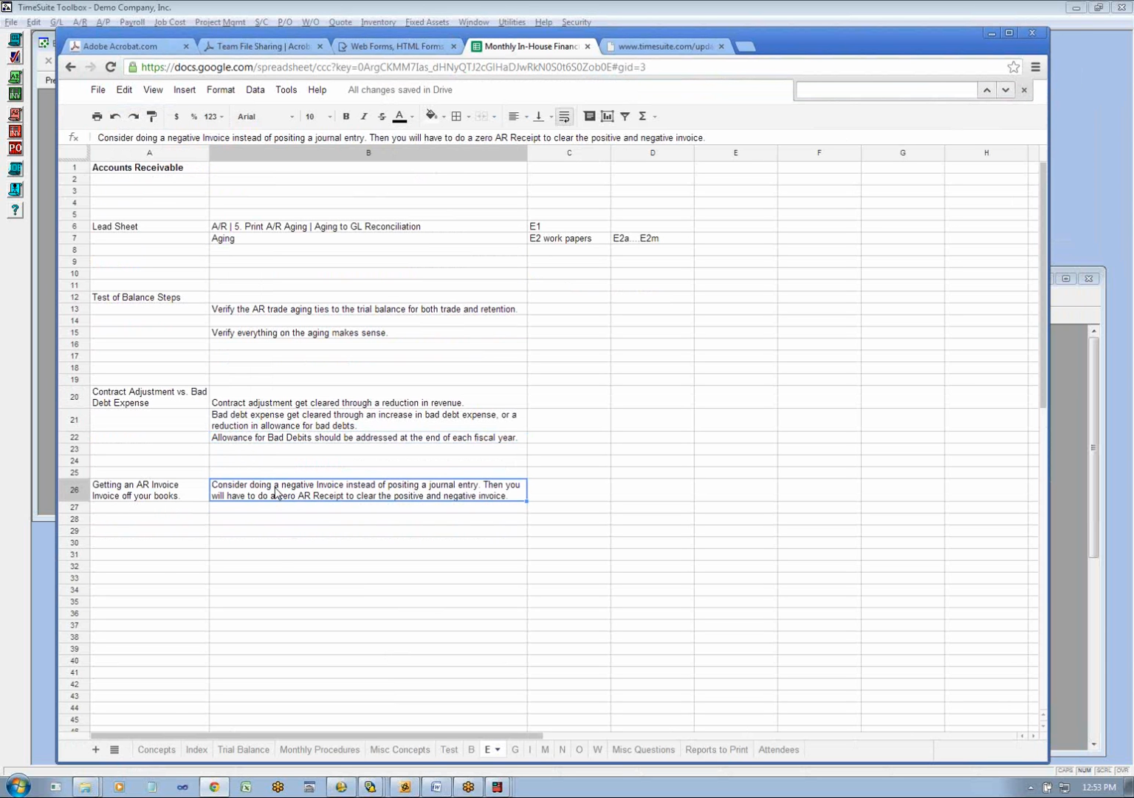So, getting an accounts receivable invoice off the books: instead of doing a journal entry, you would do a negative AR invoice and then do a zero receipt to clear them off the books, and you can do support calls on that kind of stuff. So we're back over here.